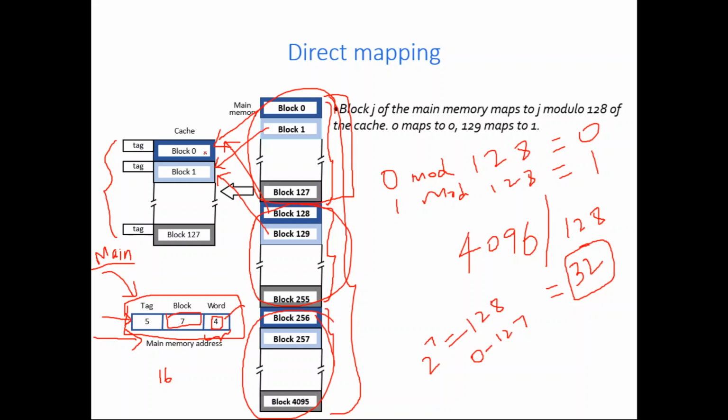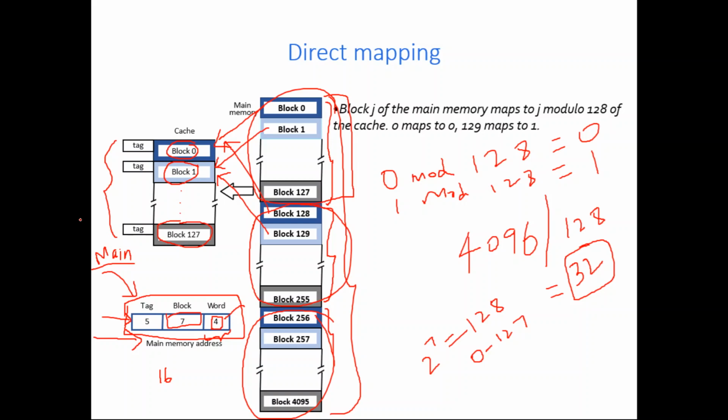Okay, so in total there are 32 blocks which map to block 0, and there are 32 blocks which map to block 1, and so on, and there will be up to 32 blocks which map to block 127, right? So these are the preliminary things required to understand whether a particular address given is available in the cache or not. Okay, fine.